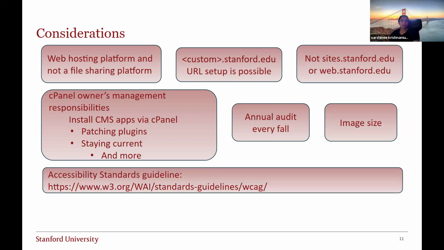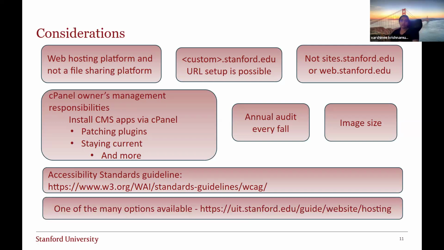For accessibility guidelines, we expect the cPanel owner and the web developer to handle them, as they could be specific to each website. So I highly recommend visiting the guidelines website if you want to take a look at it. And also remember, Stanford Domains is one of the many options that are offered at UIT. You could visit this link right here. There is a matrix of what options you could find, and you could compare what's being offered and what will suit your needs.